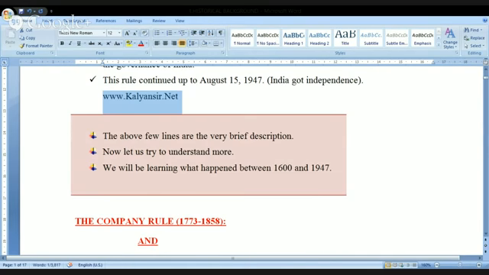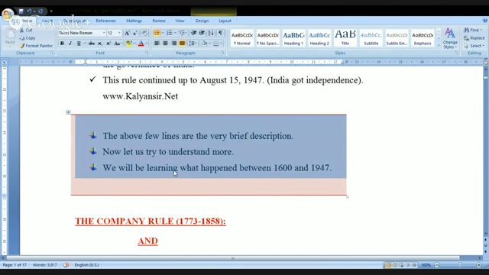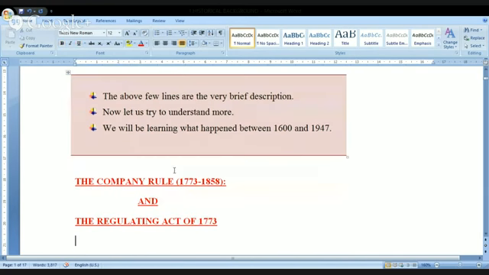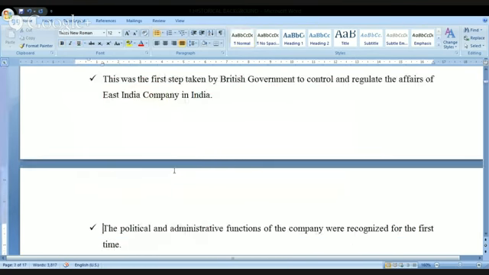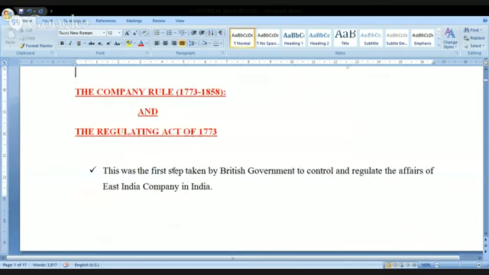Now, so this is one point. Just remember this. So we'll be learning what happened between 1600 and 1947. I told you already, from 1600 up to the year 1773, the East India Company was present in India and it was doing its own business. From 1773 onwards, it started issuing orders and new acts came into the picture. Look at this. The company rule between 1773 and 1858 and the Regulating Act of 1773.